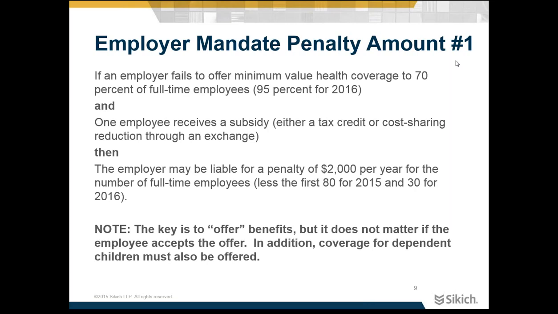And then in addition, coverage for the dependent children also has to be offered. So there's going to be some codes that will enter into the form that will help inform the IRS that you did in fact make appropriate offers to certain groups of employees.